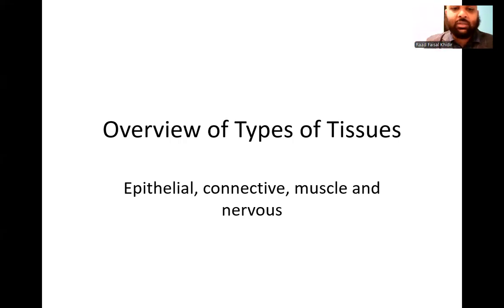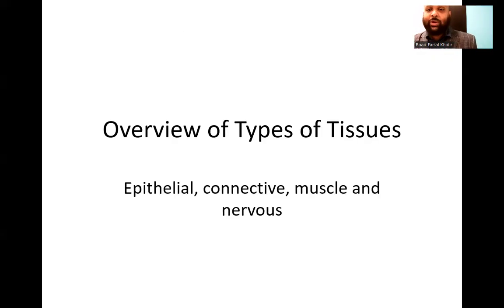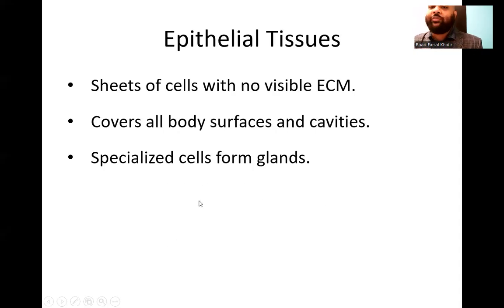Okay, excellent. So epithelial tissues. This is the first type of tissue. Remember, we got four types of tissues. Who can remember for me what are the four types of tissues? Two are siblings and two are not. The first one is connective. Excellent. So let's begin with the first one, the epithelial tissue.